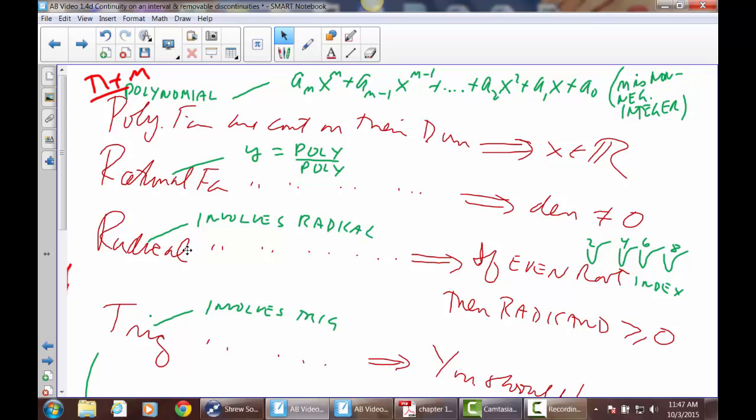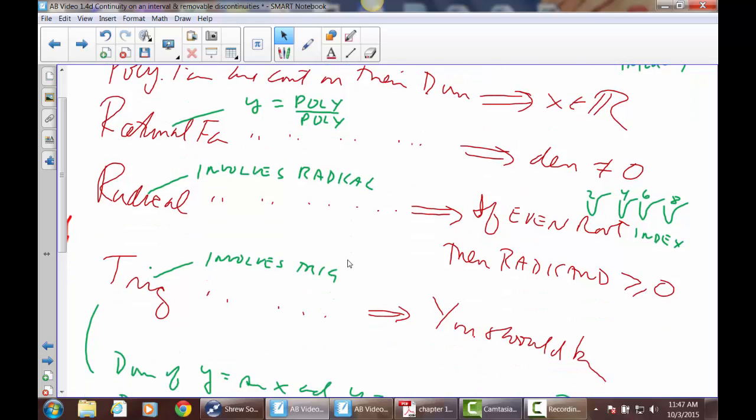Radical functions, square root, cube root, fourth root, fifth root, are going to be continuous on their domain, which is, if the root index is even, square root, fourth root, sixth root, eighth root, the radicand would have to be greater than or equal to 0, because we are not dealing with imaginary numbers like the square root of negative 1. But if the root index is odd, then the domain is all real numbers.